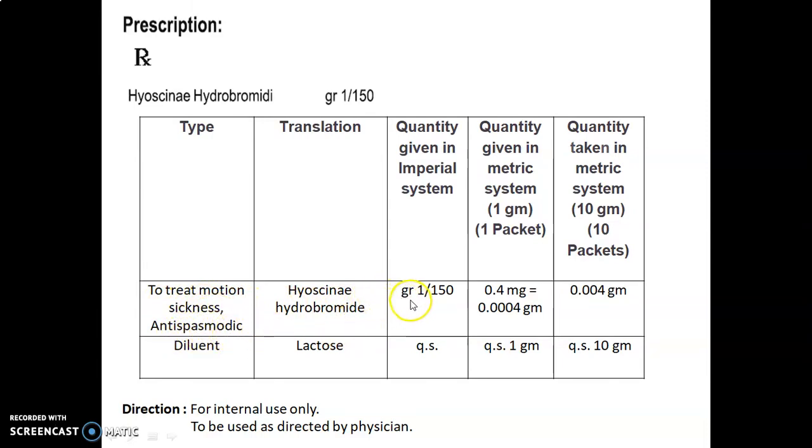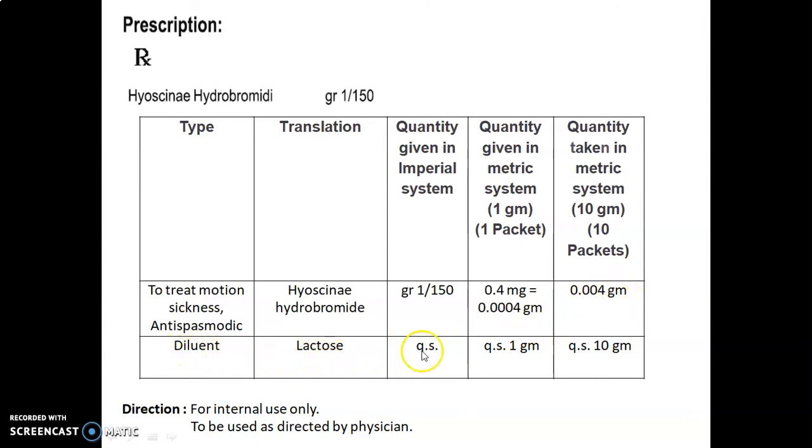Quantity given in the imperial system is 1 grain into 1 upon 150. As we know, 1 grain is 60 milligrams. So 60 into 1 upon 150, that is 60 upon 150, is equal to 0.4 milligram. That is equal to 0.0004 gram. The quantity taken in the metric system is 0.004 gram. This quantity should be calculated with the help of the factor.